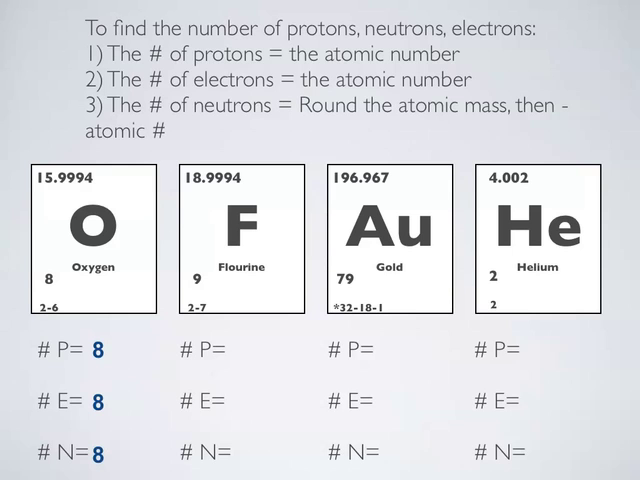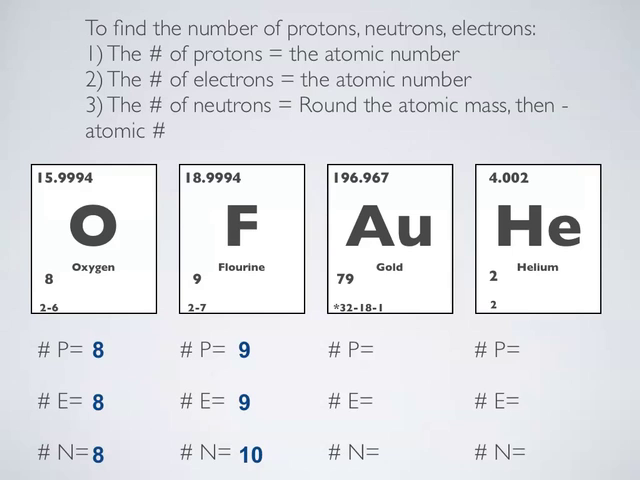Okay, fluorine. Thomas, how many protons? 9. How many electrons, Tanya? 9. Sebastian, how about neutrons? 10. Yeah, 10. You round this to 19, subtract 9. There are 10 neutrons in fluorine.